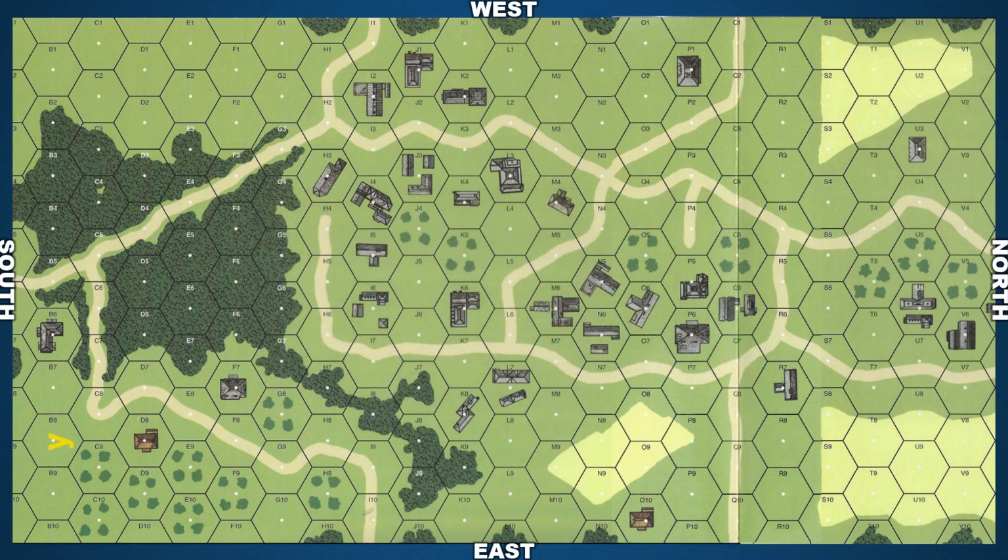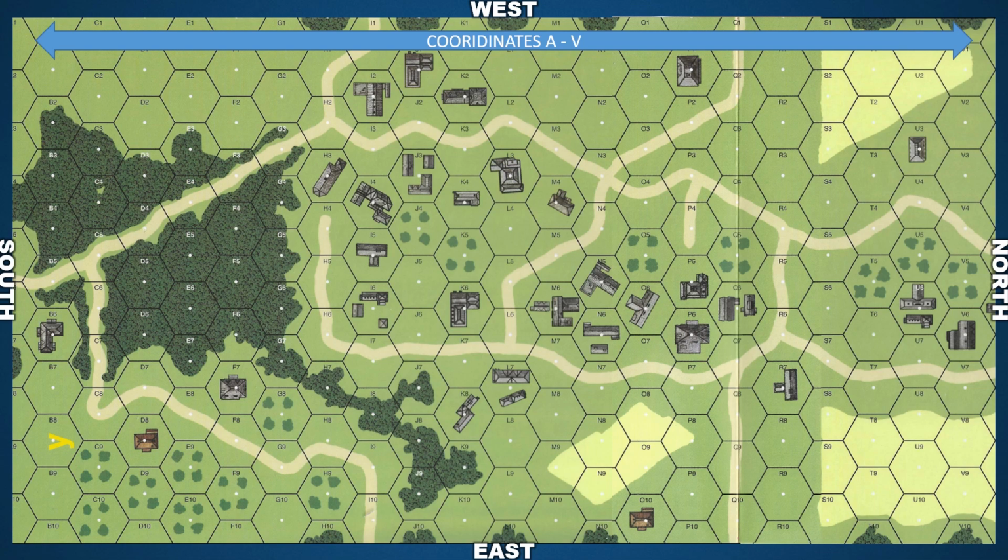Now, this map is organized by an alphanumeric hex coordinate system. From this angle, hexes lettered A through V run from left to right, and numbered 1 through 10 from top to bottom. These coordinates are used to identify specific hexes on the map. Now that the map is placed, we've locked down our compass directions, and we understand the hex coordinate system, let's take another look at the scenario sheet.